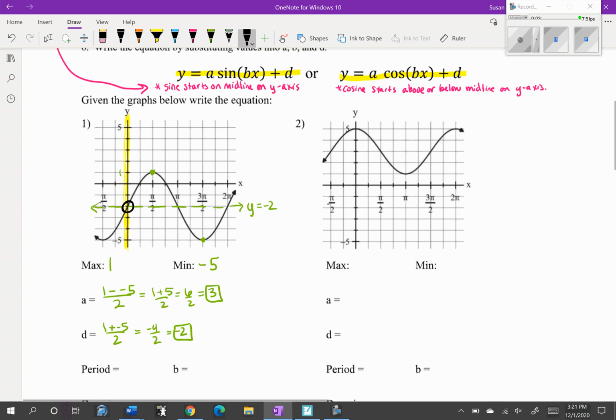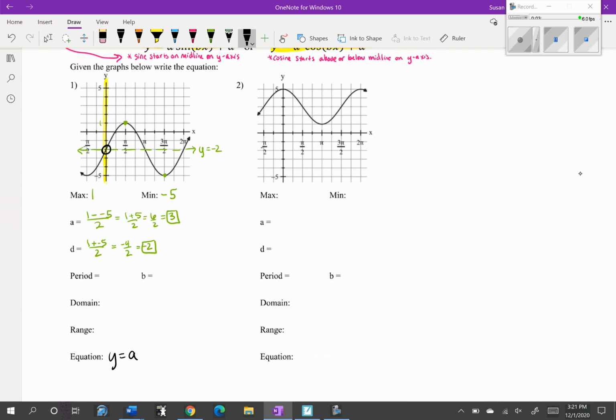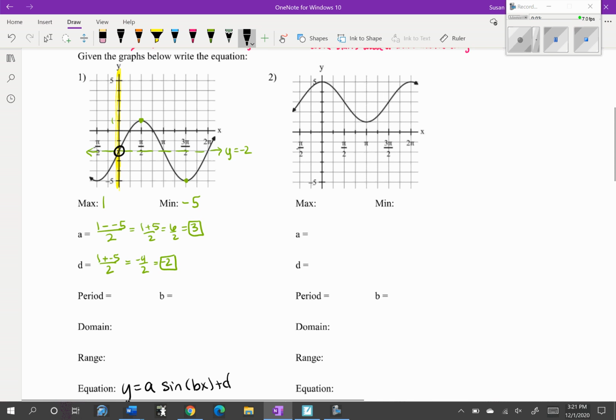So we know for our equation, we're going to be using y equals a times the sine of bx plus d. So we already have our a and our d values. We need to find the b value. So we can find the b value by finding the period.